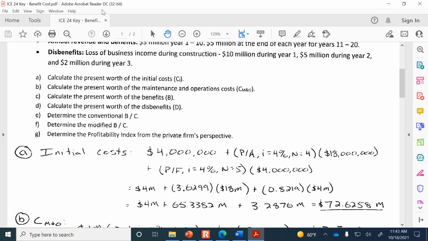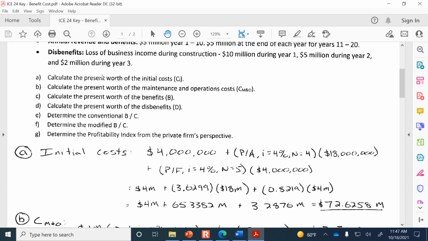So we're going to do the same thing with maintenance and operation, take it to the present. The benefits to the present, disbenefits to the present. So it's just going to be these table lookup factors to get everything to time 0, and then we can start putting into the ratios for the conventional and modified B to C, as well as the profitability index. And so let me pause again and allow you to continue your calculations. And when you get the numbers, why don't you check with me, because I've got the solution here, and let's see if we all agree on whether these projects are justified.